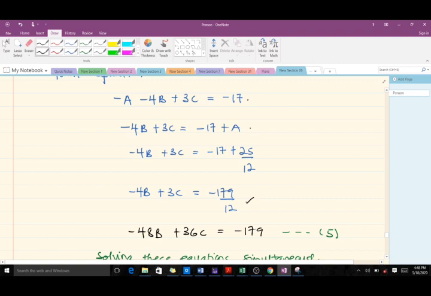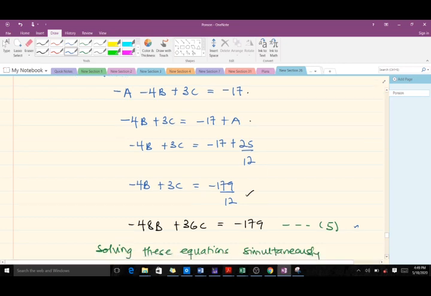When you get this, we can decide to multiply through by 12. And multiplying through by 12 gives us this resulting equation, as you can see here. And this is equation 5. So we've been able to find the value of a, which we have to be 25 over 12.